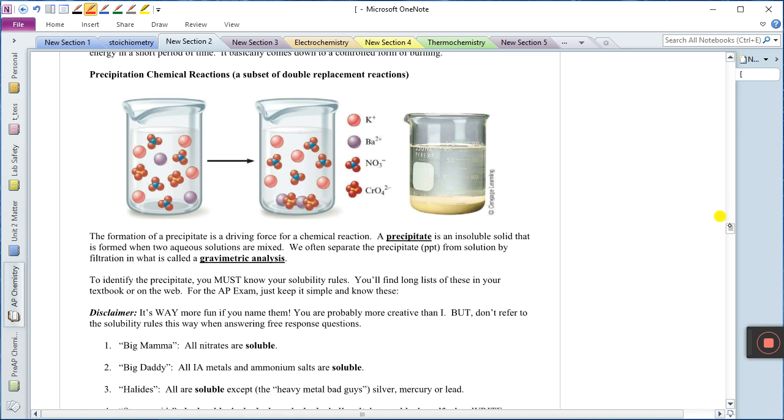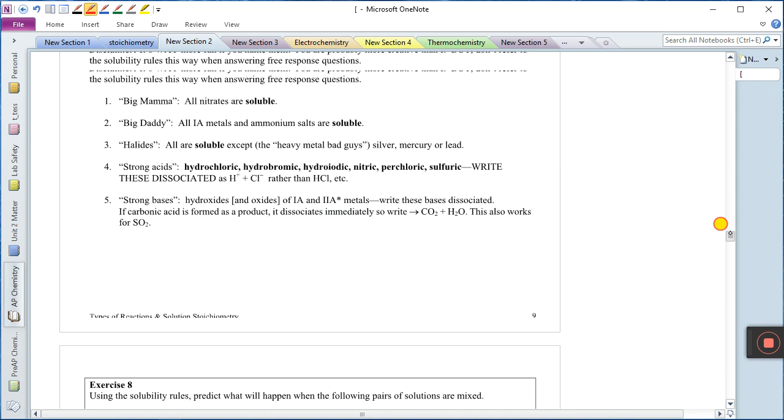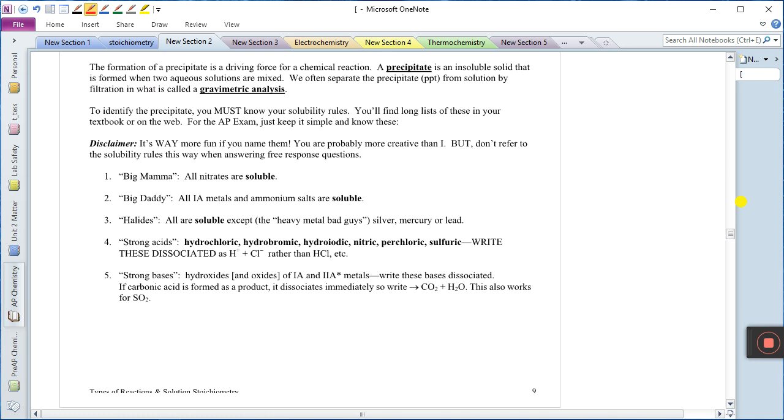All right, so the solubility rules that this set wants you to know. We talked about some of them the other day. They're pretty basic. I don't know what's with the Big Mama, Big Daddy. It wasn't me. But, rule 1, nitrates have to be soluble. If it's a nitrate, it's soluble. It's a strong electrolyte. And we talked about this one. Group 1A and ammonium salts are always soluble. Halides. Where do we find our halides?